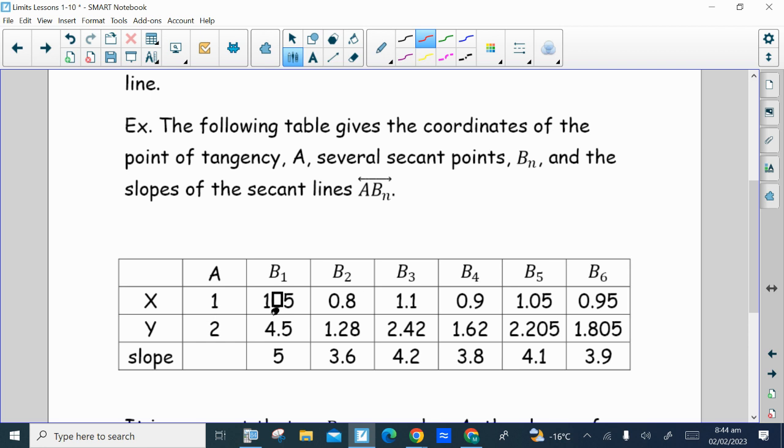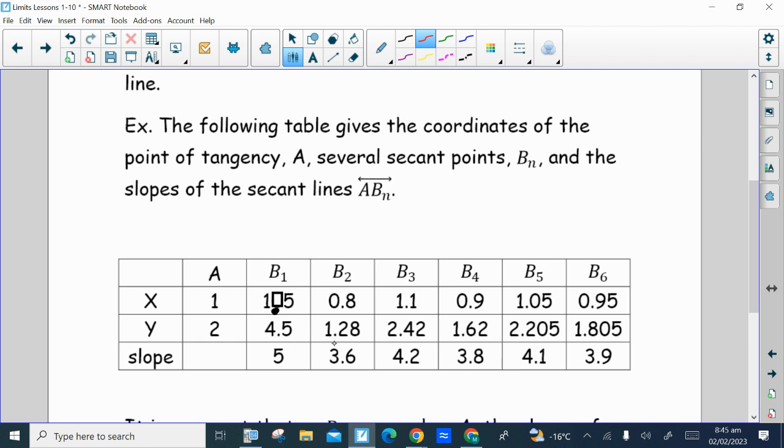B sub 1 is the point 1.5, comma 4.5. Then B sub 2 is when x is 0.8, and then 1.1, and then 0.9, and then 1.05, and then 0.95. So you see these x values are getting closer and closer to the x value at the point of tangency, which is 1. And we went on either side of 1. The first point where x is 1.5, that's greater than 1. The next point where x is 0.8, that's below 1. And then we went 1.1 for x. So you see in each case you're getting closer and closer to the x value of 1.